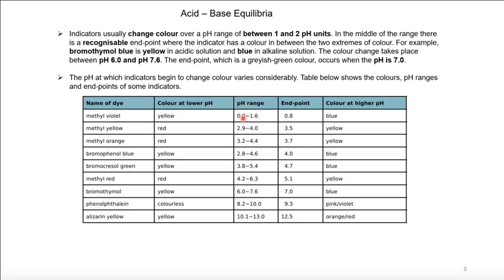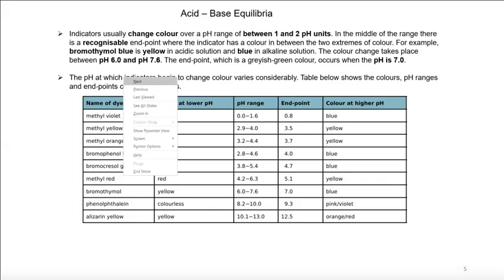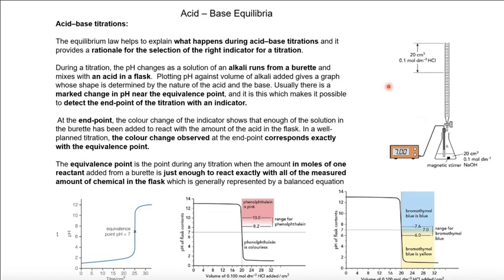Similarly, we can take some of the indicators which we use in titrating acid base. So here are some indicators: methyl violet, methyl yellow, methyl orange, bromophenol blue, bromocresol green, methyl red, bromothymol blue, phenolphthalein, and so on. One or two of these indicators we use at least in A level for acid base titration as an indicator.